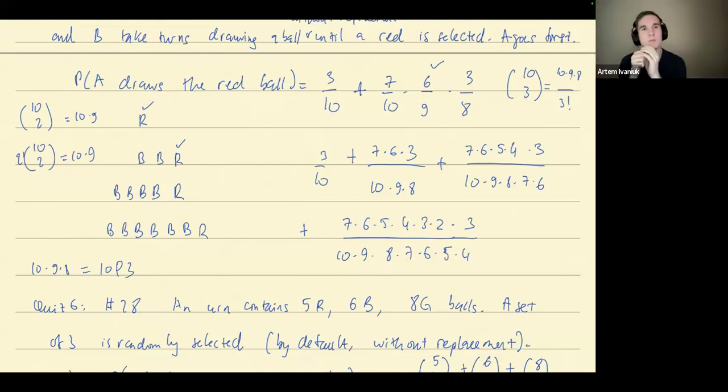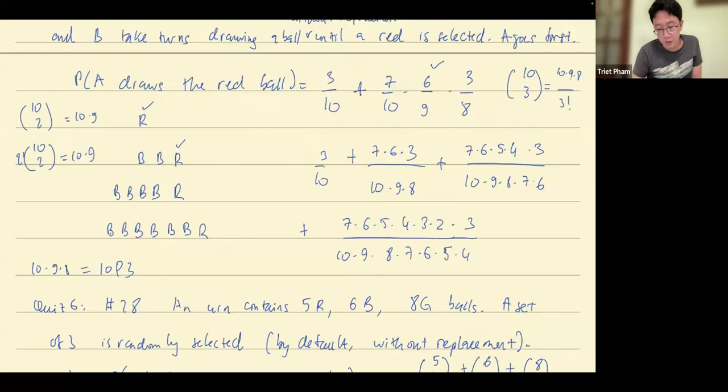Also, another way you can think of it is like this. The 10 clearly comes in the first turn, the 9 in the second turn, the 8 in the third turn. You multiply it like that. So you already built the order into that counting. Does that make sense?